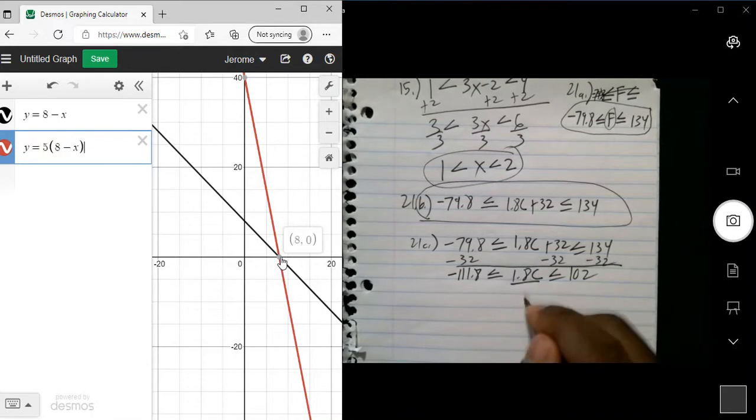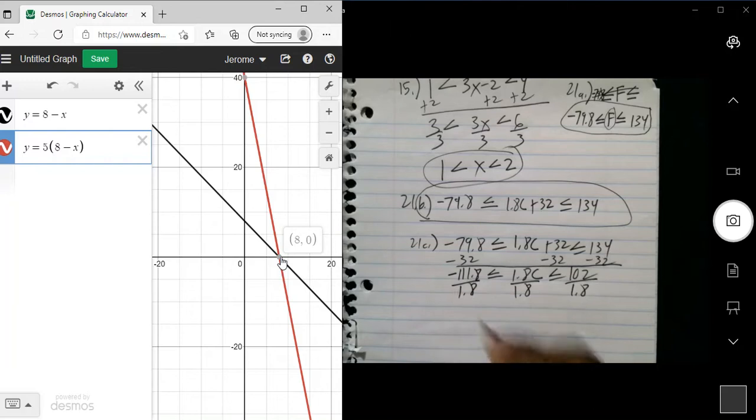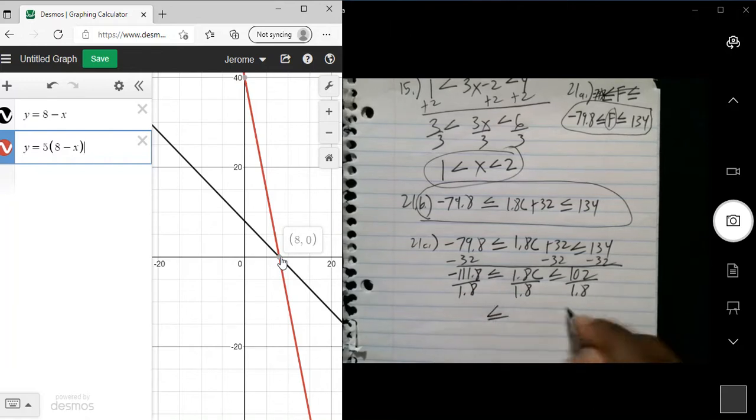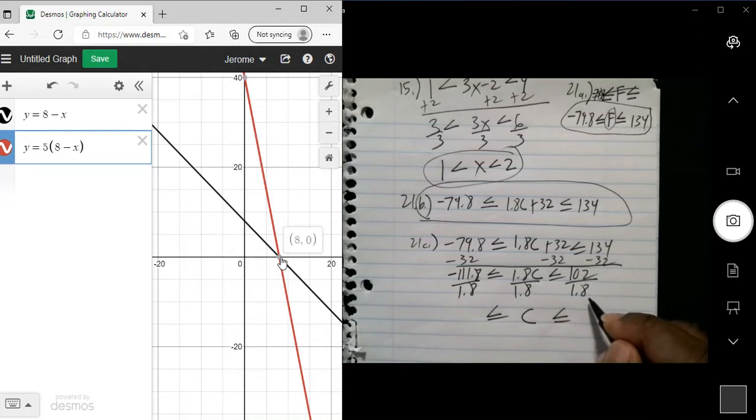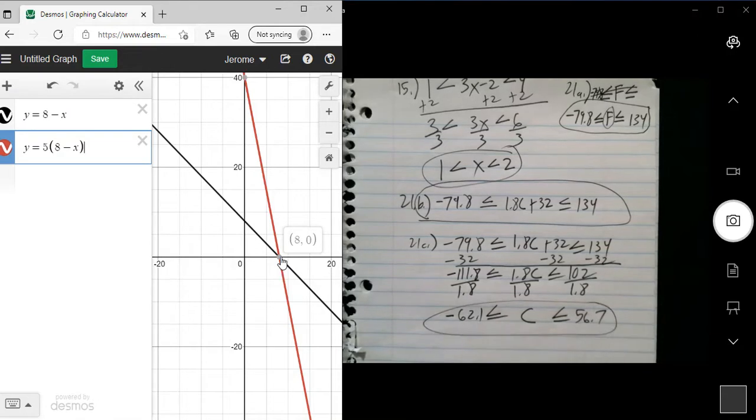Now we divide each side by 1.8. This would be less than or equal to, with C in the center. 102 divided by 1.8 is 56.7, and 111.8 divided by 1.8 would be a negative 62.1. And that is the final answer for C. And that is basically it from 1.15.